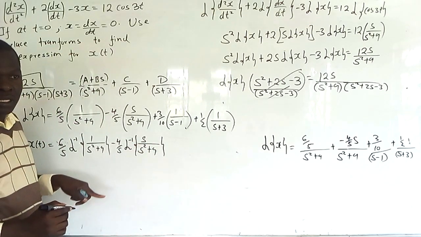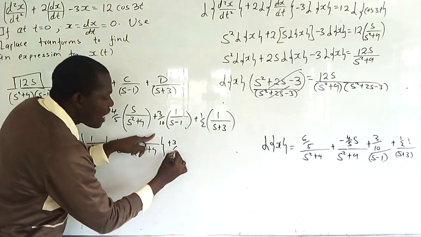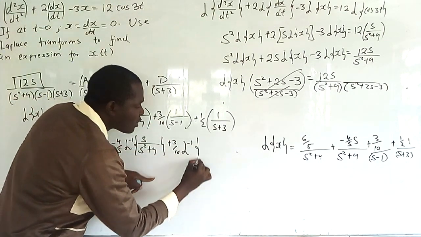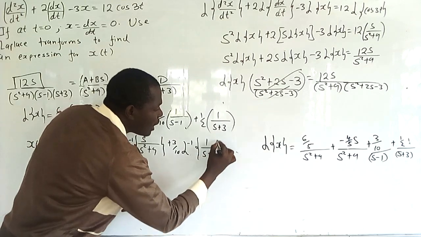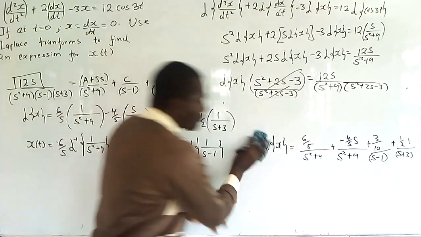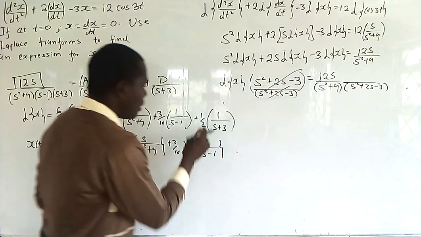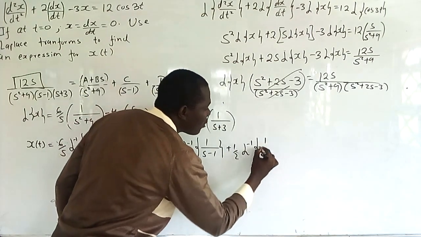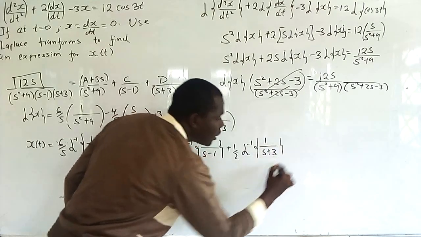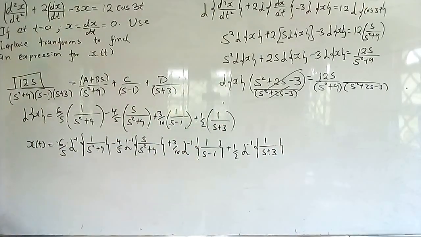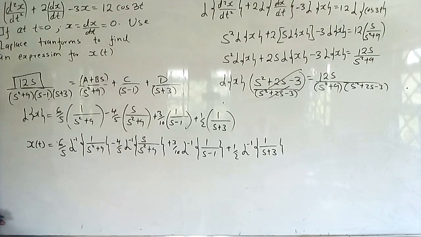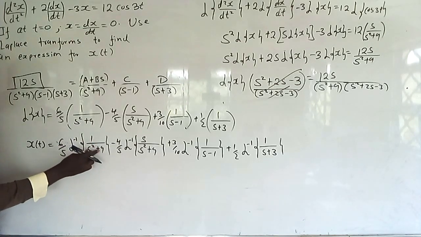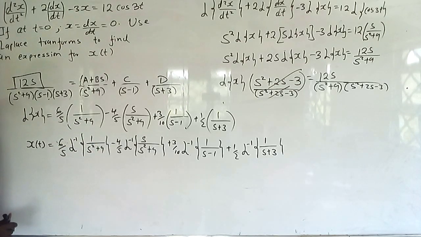Are we together? Then plus 3 over 10 goes outside, then you get Laplace inverse of 1 over s minus 1. Then go on. Positive a half, you factorize outside, then you have Laplace inverse of 1 over s plus 3. Then you start manipulating it, isn't it? You go to the Laplace table. When do you have a constant over s squared plus a squared?